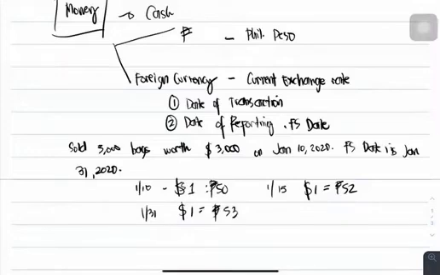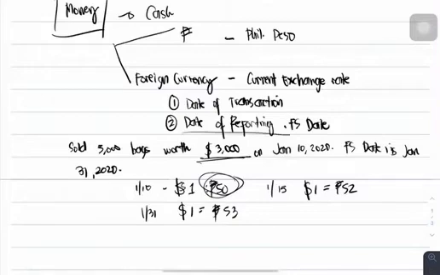Okay? So if you are given that scenario, here you have received $3,000 cash. So how should you measure it? At the date of transaction, you measure it at the current exchange rate, which is 50 pesos per dollar. And you will only remeasure it at the date of reporting, which is on January 31 at 53 pesos per dollar.